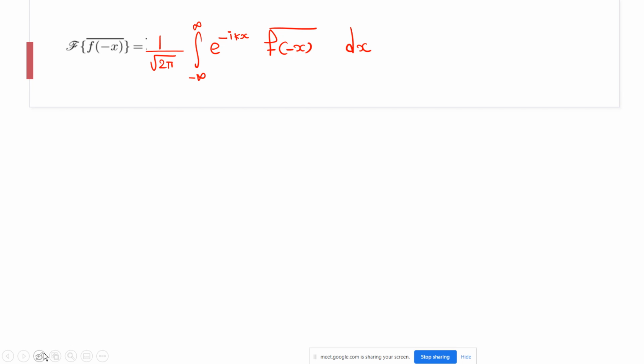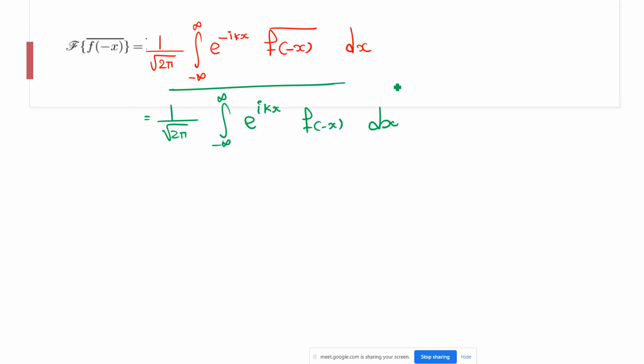Now what I do is I just take this conjugate to the whole. So this becomes 1 upon root 2 pi integrating minus infinity to infinity e raised to i k x f of minus x whole conjugate dx. So if I take the conjugate, this e raised to minus i k x changes its sign, and that conjugate I have considered together.